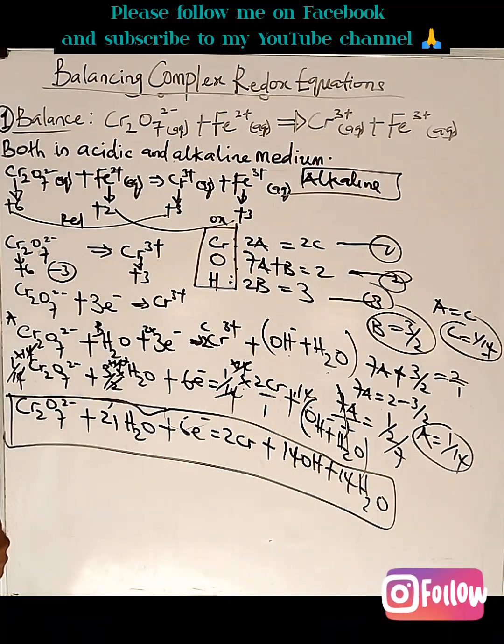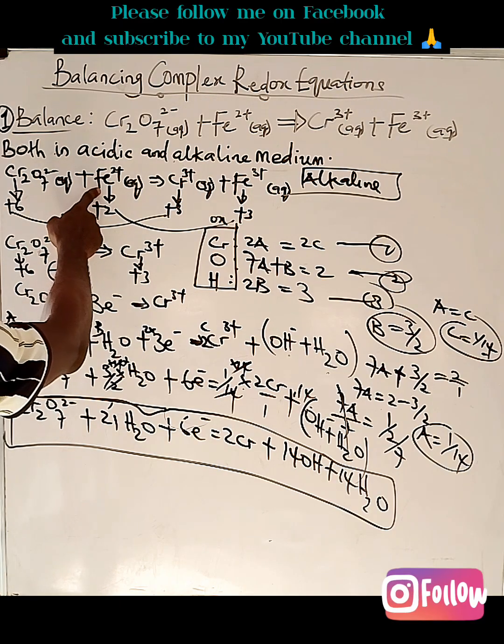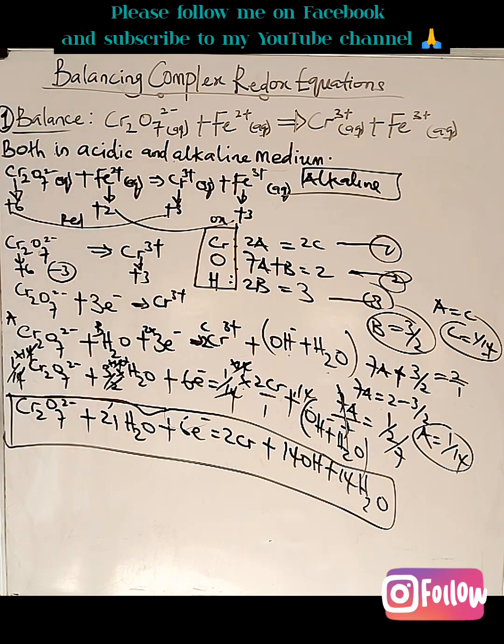So what do we do next? The next thing we're going to work on, we're done with the reduction. So next we're going to be looking at the oxidation. This is our result for the reduction. So we're going to be looking at the oxidation right away. It is still the same thing. If you look at the iron, let's quickly work on that.